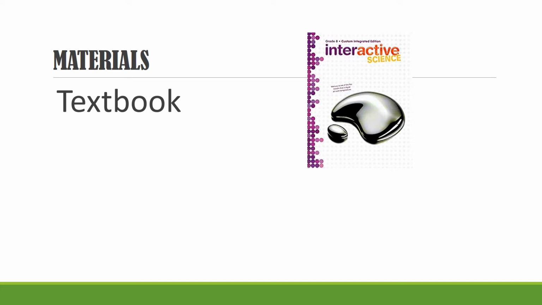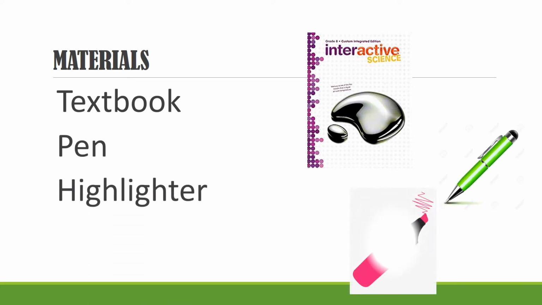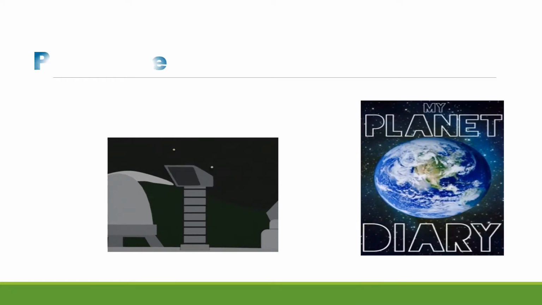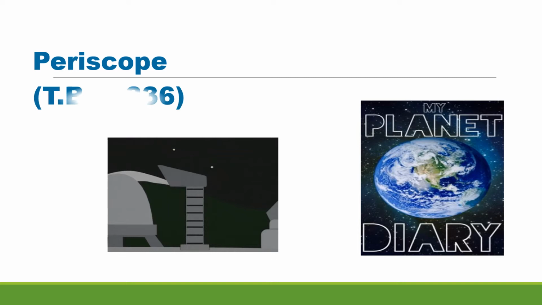So before we proceed with our new lesson, I want you to prepare the following materials with you. First, you have your textbook. The next one, you have your pen. And lastly, your highlighter. So please open your textbook on page 336 and read my planet diary entitled Periscope. After reading the passage, you are expected to answer the question that follows.